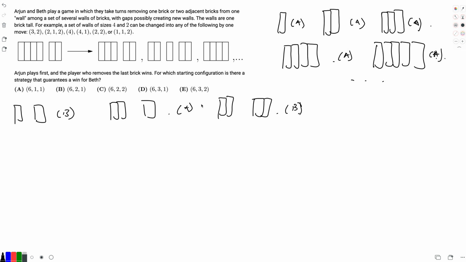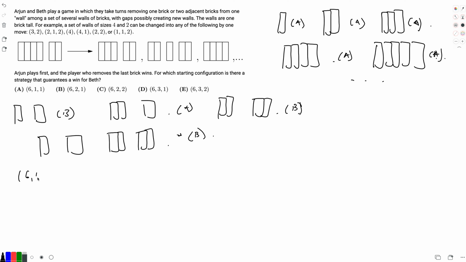Now we see a more general strategy. Suppose we have pairs of equal walls, so 1, 2, 1, 2. This is 4 walls, 2 with 1 brick, and 2 with 2 bricks. No matter what Arjun does, we just copy, and there's a winning strategy for Beth. So now we have a winning strategy: whenever we have matching pairs of walls, we just copy. Let's move on to the answer choices.